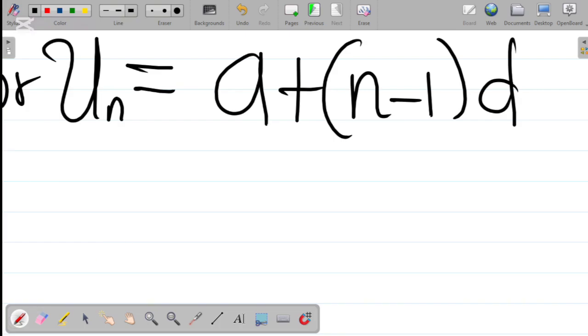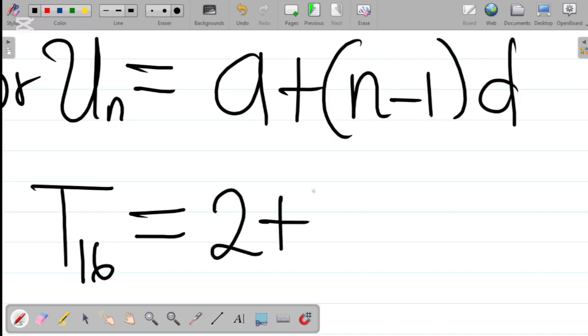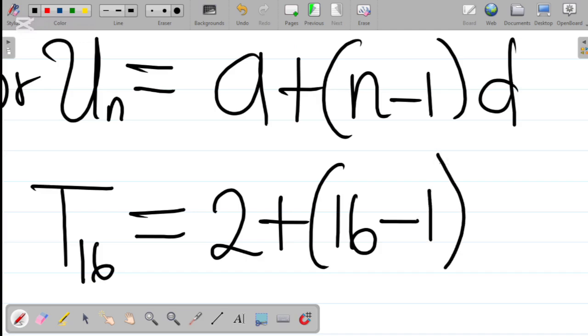Our next task here is to substitute into the formula. We have a, we have d, and we have n. T subscript n. So what is n? N is 16. T subscript 16 is equal to, the value of a is 2, and then plus the value of n, which is 16 minus 1, and then multiply by the value of d, which is the common difference, 3.